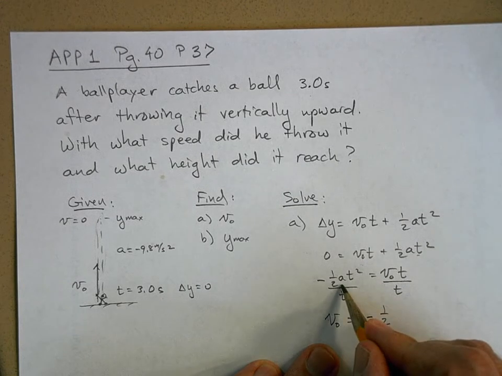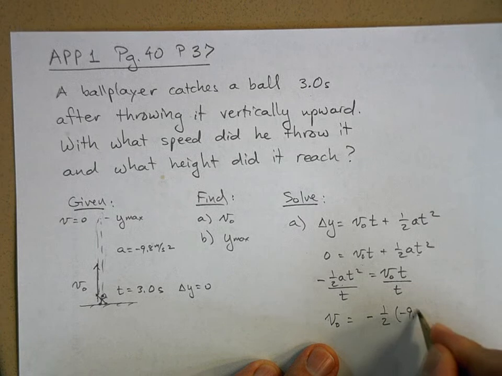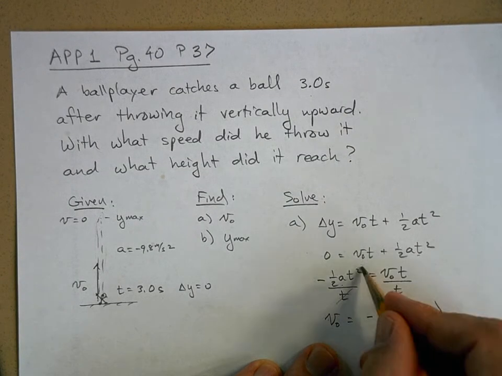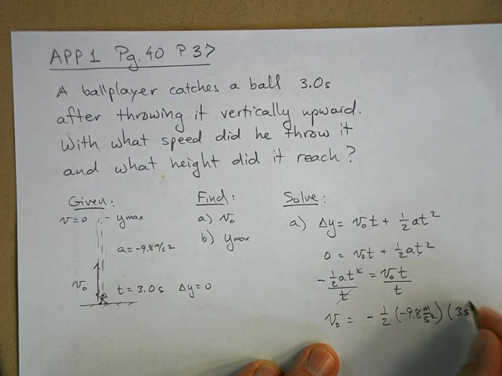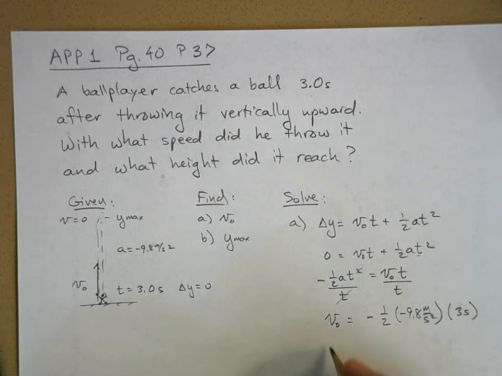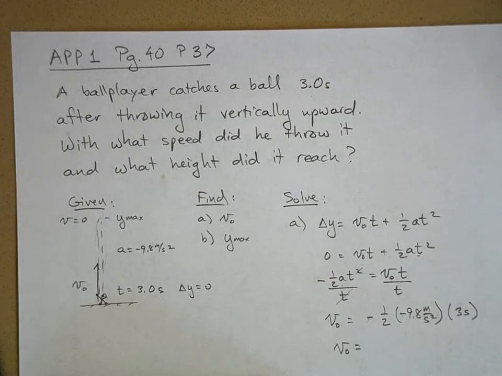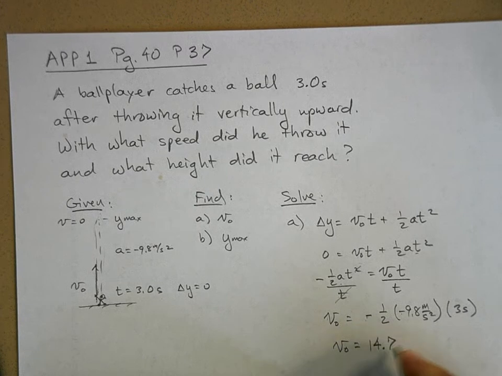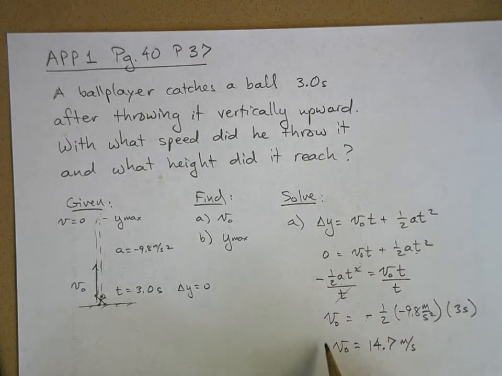And what is a? Negative 9.8 meters per second squared times time. Remember, this cancels that, so this is just going to be 3 seconds. And so this gives me, well, this negative cancels out, so 4.9, right, 1/2 of 9.8 is 4.9, times 3. And you get 14.7 meters per second.